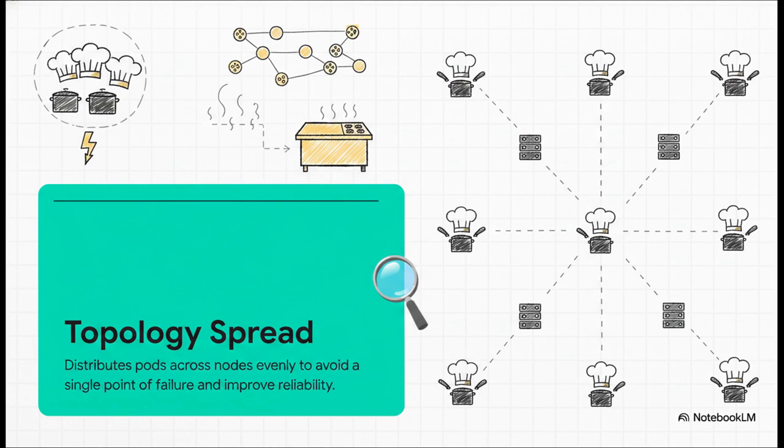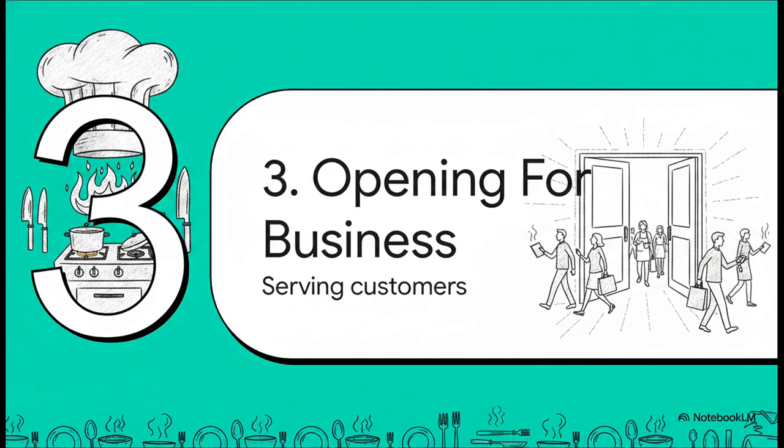Topology spread is just a rule that tells Kubernetes to spread your pods, your chefs, out across different physical machines. That way, one server failing won't take down your whole app. Okay, the kitchen is humming, the chefs are ready. It is time to unlock the doors and let the customers roll in.